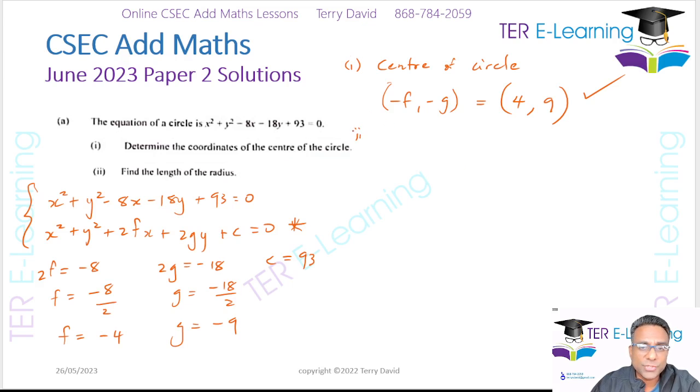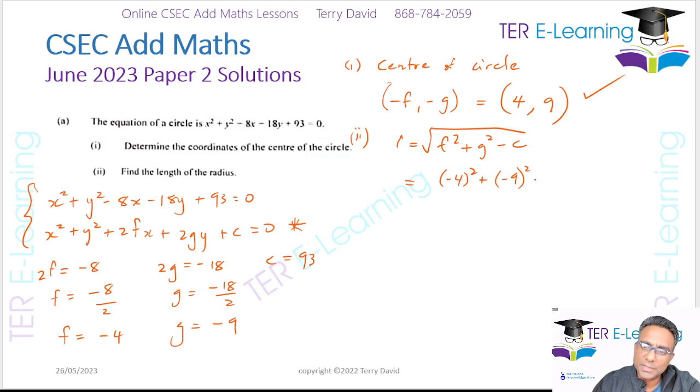And for part 2 now, you want to work out the length of the radius. Well, there's a formula to work out the radius. So r is equal to the square root of f squared plus g squared minus c. In this case, f is minus 4. So this is minus 4 squared plus minus 9 squared minus c.